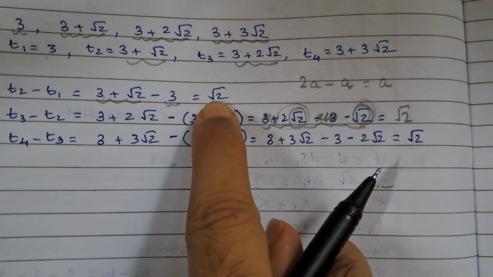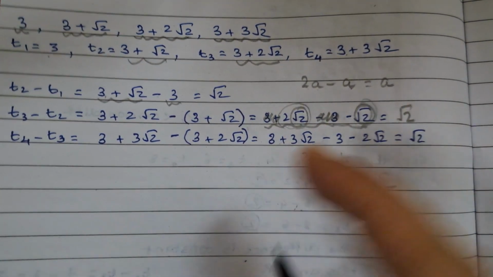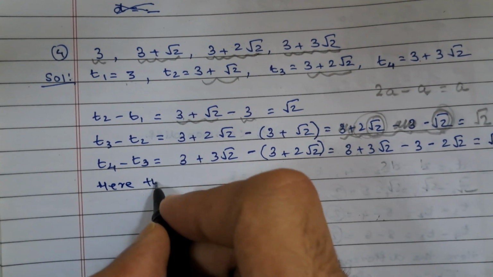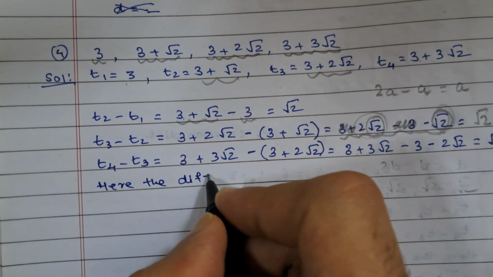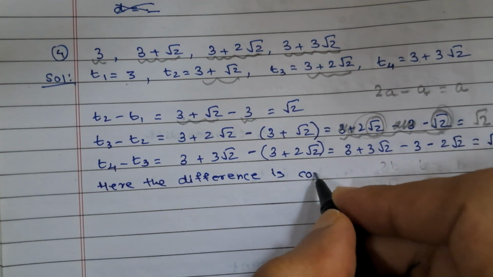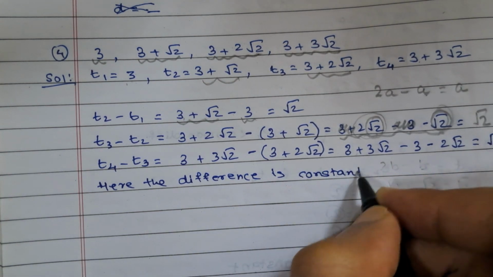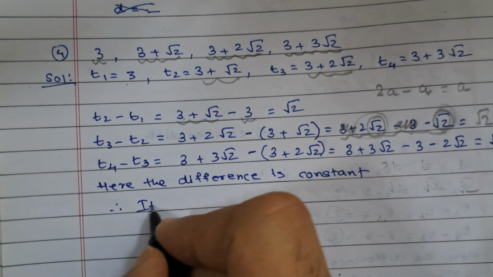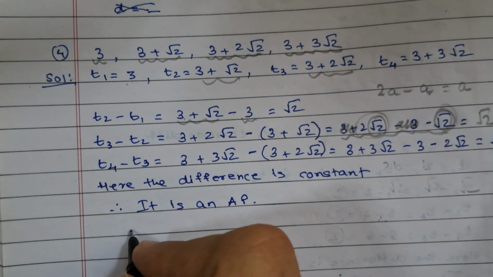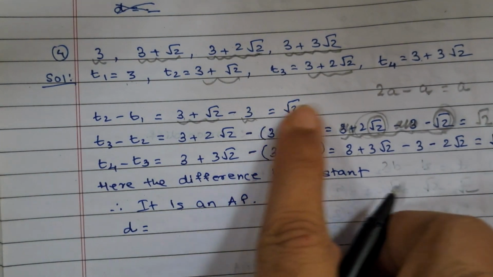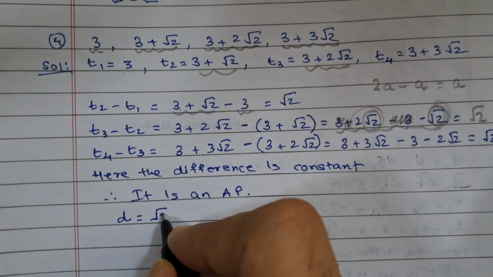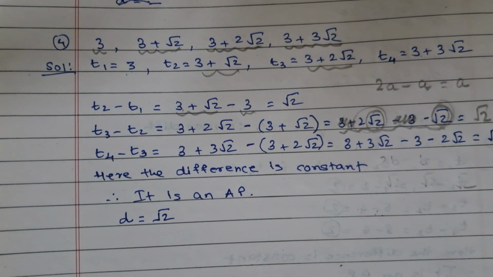So do you see the difference same this time? Yes, the differences are same. So what you will say here? Here, the difference is constant, therefore it is an AP. Moreover, if I ask you what is the common difference in this case, so common difference is root 2, isn't it? Everywhere it is root 2. So common difference, that is D, is root 2.